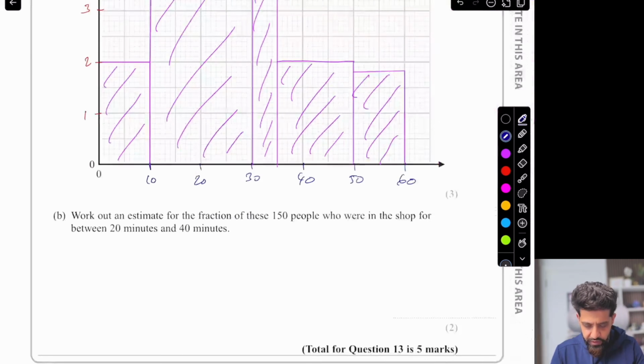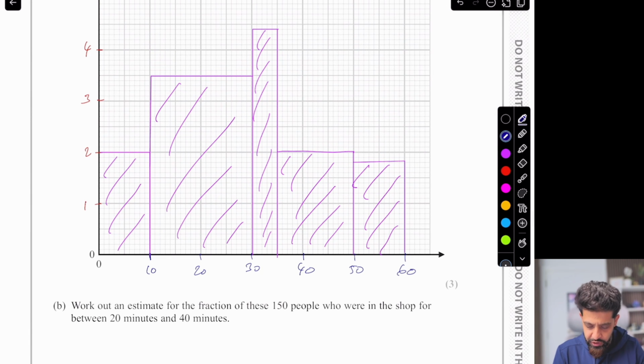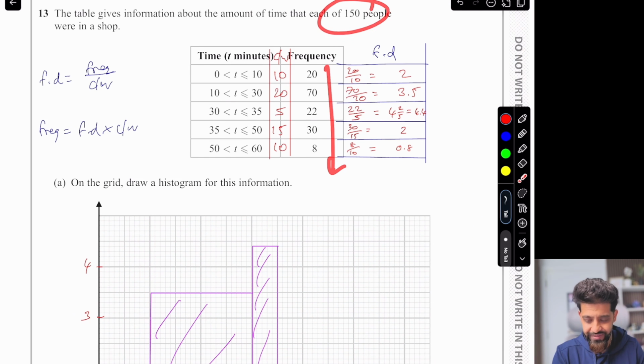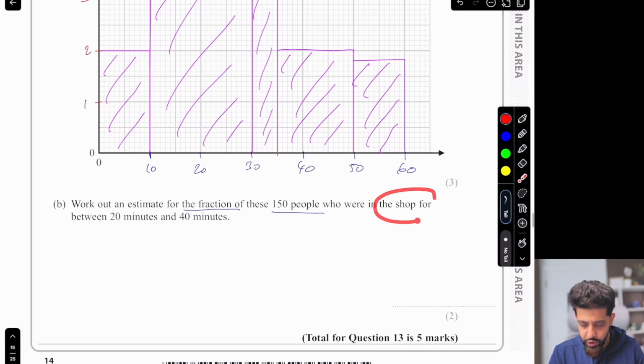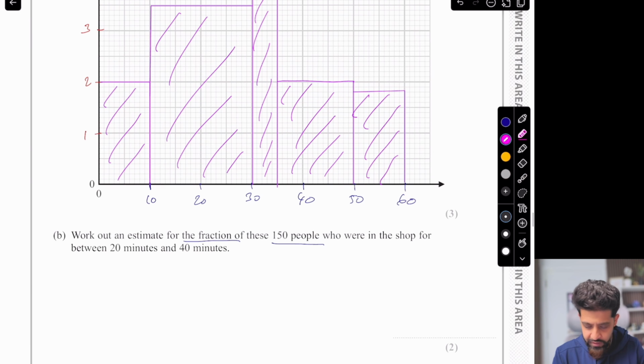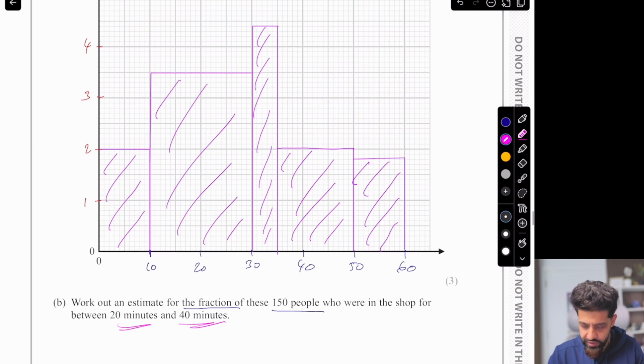I have been asked to now work out an estimate for the fraction of these people, of these 150 people. So I know that it's a total of 150 people. I could have got that from there anyway. Who are in the shop for between 20 and 40 minutes. Right, where's 20? Let me mark this in. 20 is right there. And 40 minutes is right there.